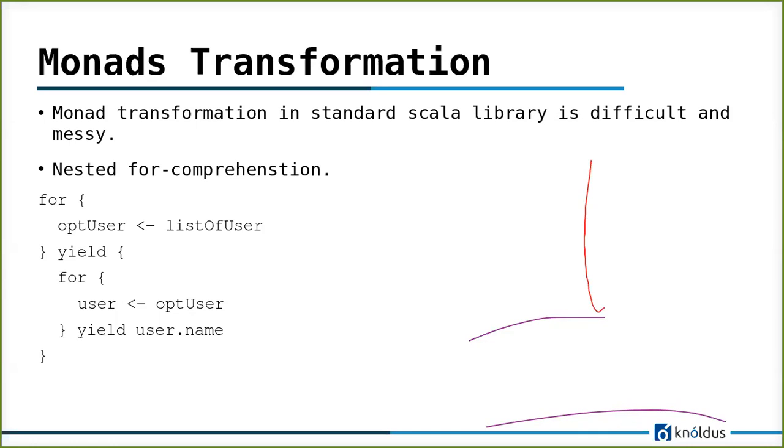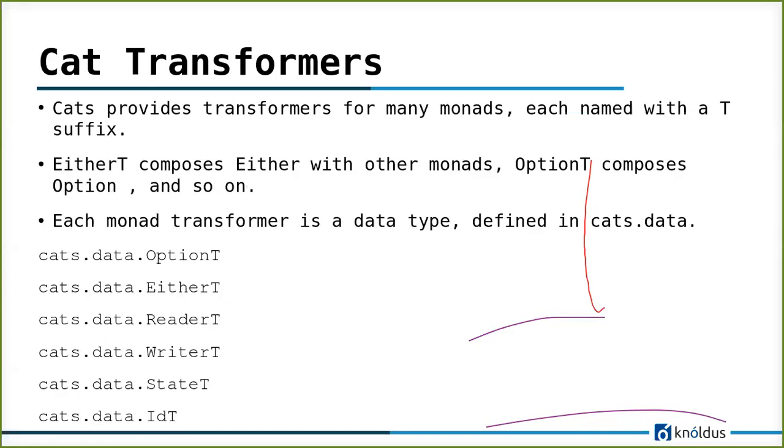So let's see the Cats transformers. Cats provides transformers for many monads, each named with a T suffix. So EitherT composes Either with other monads, OptionT composes Option, and so on. As you can see, there are a number of transformers, and each monad transformer is a data type defined in the cats.data package. All of these are the different Cats transformers.